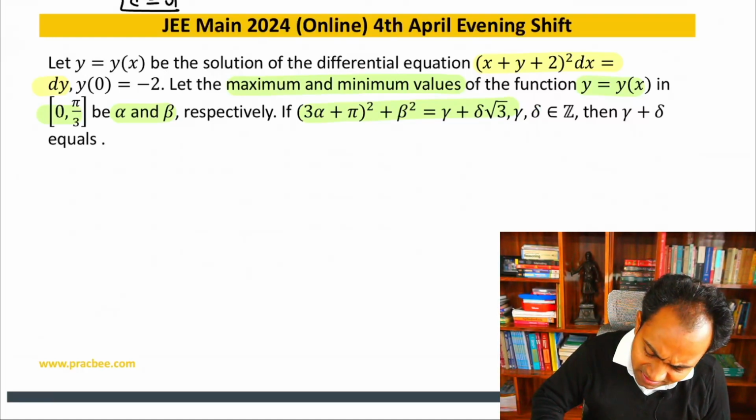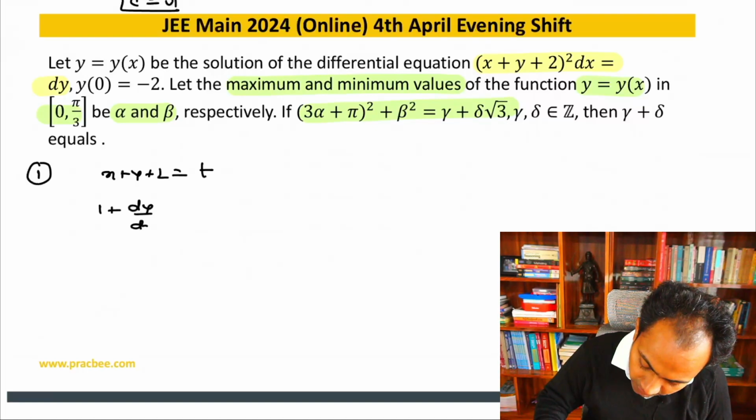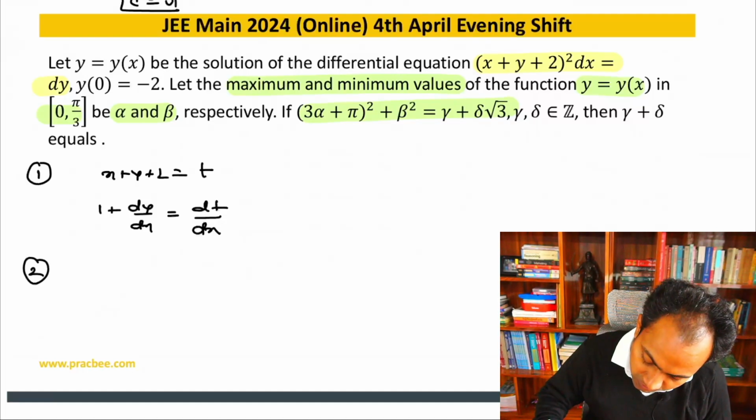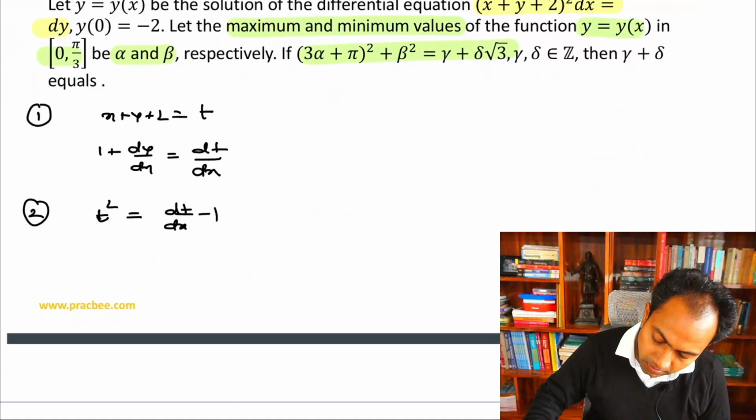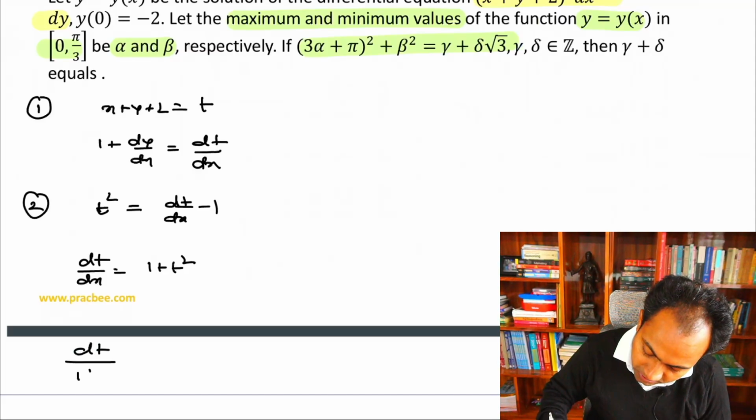You can see that since it is reducible to variable separable, we will put x plus y plus 2 is equal to t. And once you do this, it is 1 plus dy by dx is equal to dt by dx. In the second part, we are going to substitute the value. So this becomes t square is equal to dy by dx, and that is nothing but dt by dx minus 1. Once you have got this, dt by dx is nothing but 1 plus t square. Variables can be separated and integration would be done to get the answer.